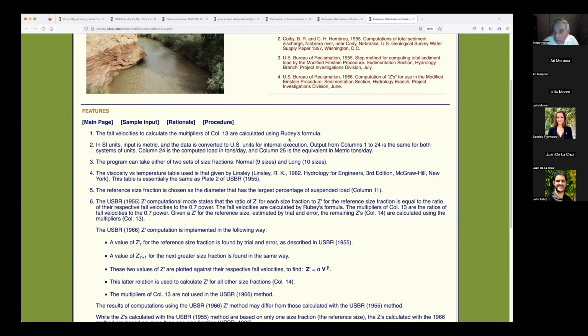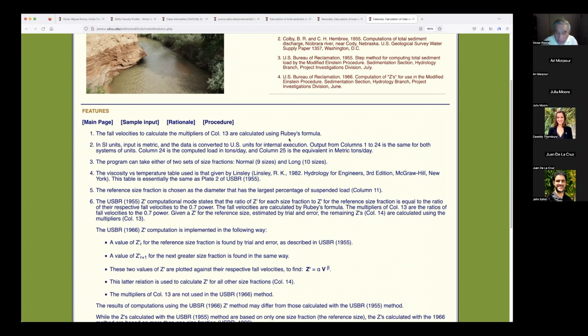I don't know, to be honest with you. We follow what they're doing. However, this concept has been argued by other people later, and that's what we're going to cover in a minute here. The fall velocities are calculated by Ruby's formula. The multipliers are the ratios of the fall velocities to the 0.7 power.